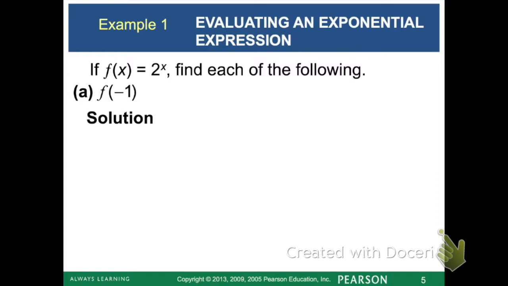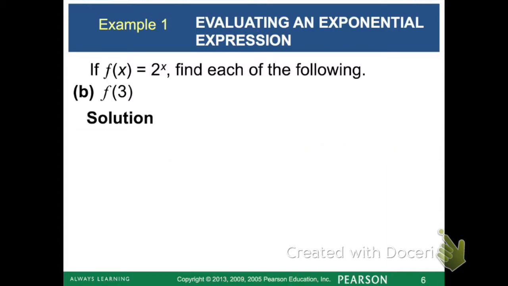We're going to start out with example 1, where we're just going to be evaluating some exponential functions. So we have f of x equals 2 to the x, and we want to find f of -1. So all we're going to do is plug -1 in for x and evaluate it. You can evaluate it one of two ways. You can plug it in your calculator, or if you notice that it's a negative exponent, that means that my base of 2 is going to move to the denominator, so I get 1 over 2.